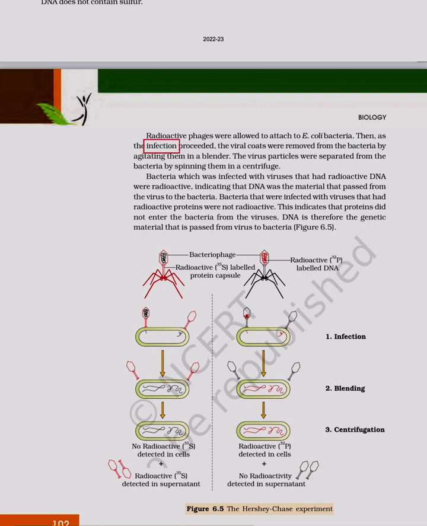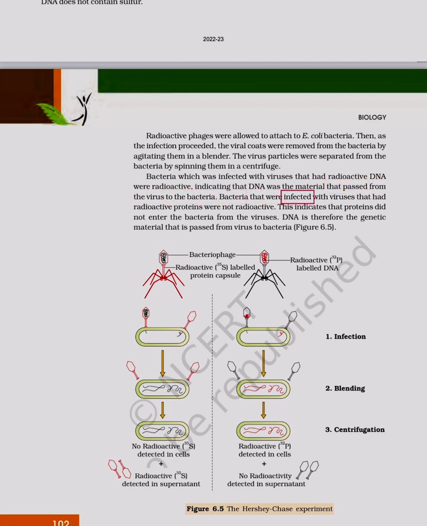Then, as the infection proceeded, the viral coats were removed from the bacteria by agitating them in a blender. The virus particles were separated from the bacteria by spinning them in a centrifuge. Bacteria which were infected with viruses that had radioactive DNA were radioactive, indicating that DNA was the material that passed from the virus to the bacteria.